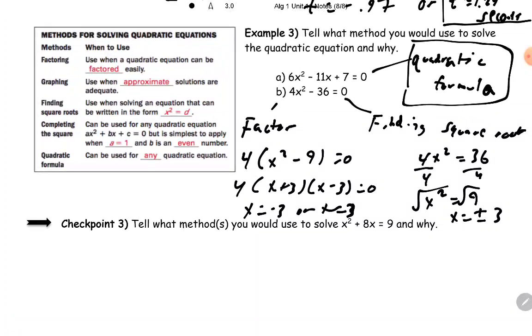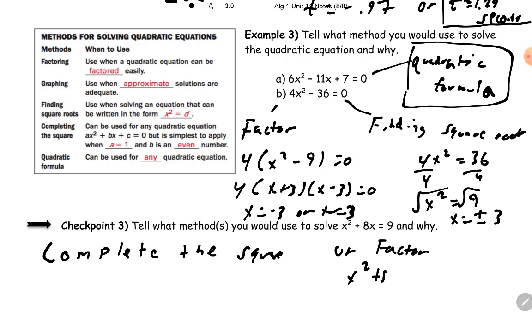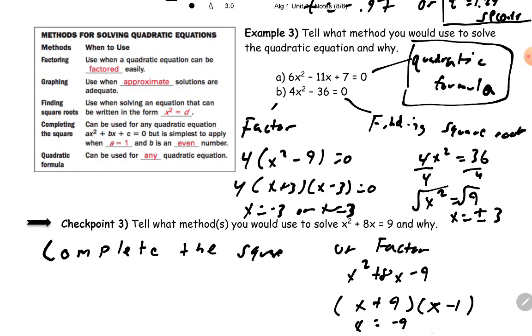So x squared plus 8x equals 9. So this, if you've been following, is in the form of completing the square. So we can use that method. Or we could factor it. Because if we move the 9 over, we have x squared plus 8x minus 9. Two numbers that multiply to negative 9 and add up to 8. That would be positive 9 and negative 1, which would give us x equals negative 9 or x equals 1.